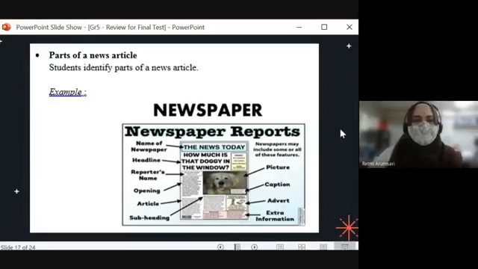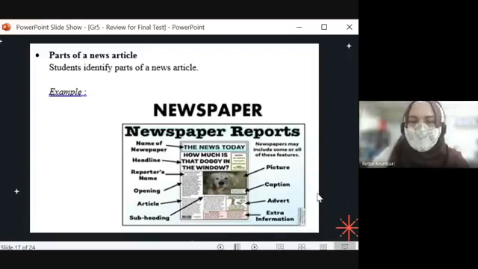parts of a news article. Yeah, you read this yourself. Maybe Miss Halpsa will give you a problem like this. Okay. There is the name of the newspaper. There is the headline. There is the reporter's name. There is the opening. Also the article, and also the subheading, and also the picture and the caption of the picture, and also some advertisements and extra information. Okay, you read this yourself.